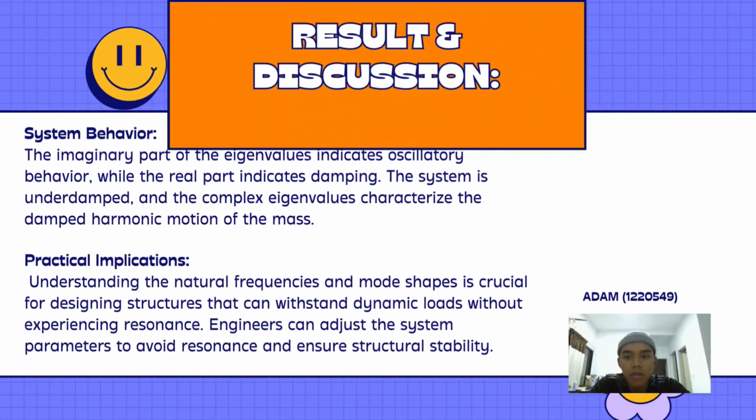The next one is system behavior, where the imaginary part of the eigenvalues indicates oscillatory behavior, while the real part indicates damping. The system is underdamped, and the complex eigenvalues characterize the harmonic motion of the mass. And the last one is practical implications. Understanding the natural frequencies and mode shapes is crucial for designing structures that can withstand dynamic loads without experiencing resonance. Engineers can adjust the system parameters to avoid resonance and ensure structural stability.